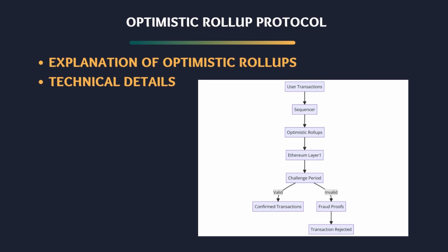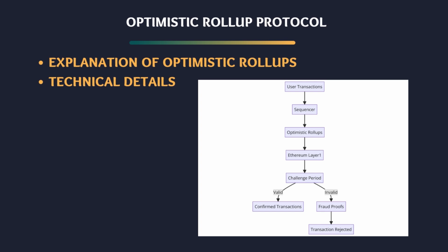1. Explanation of optimistic rollups. Optimistic rollups assume transactions are valid by default, hence the name optimistic. This approach reduces the need for immediate computation verification, unlike other rollup solutions. Technical details. Key components include fraud proofs and challenge periods. Validators can challenge the validity of transactions during a specific period, ensuring security. Sequencers manage the order of transactions, maintaining a streamlined process.